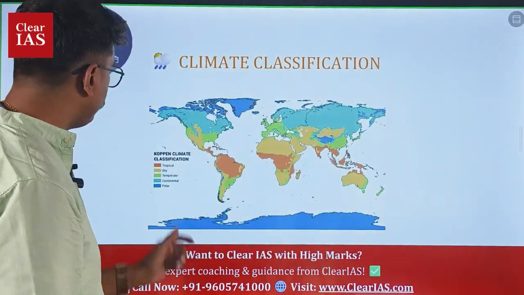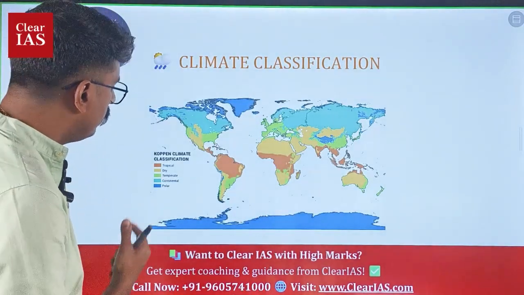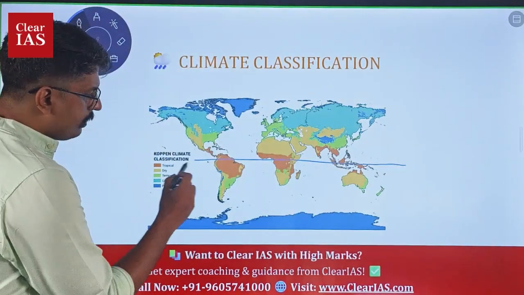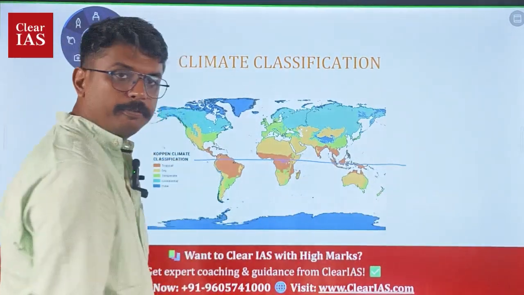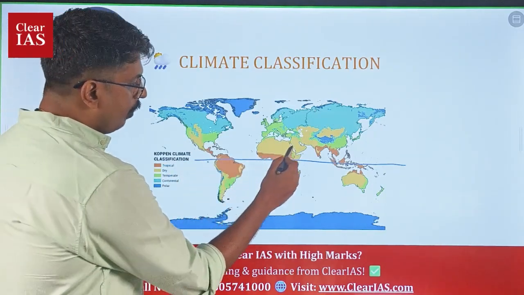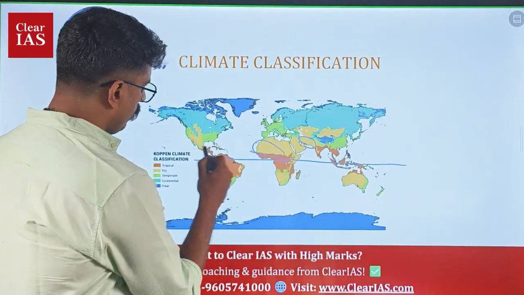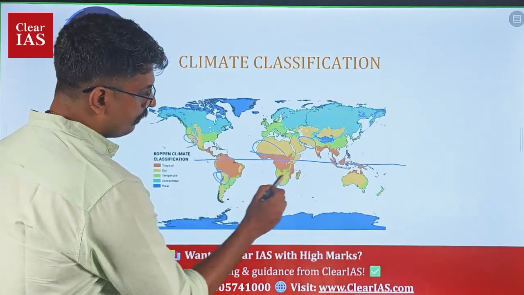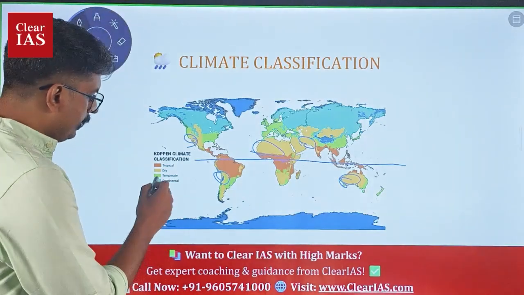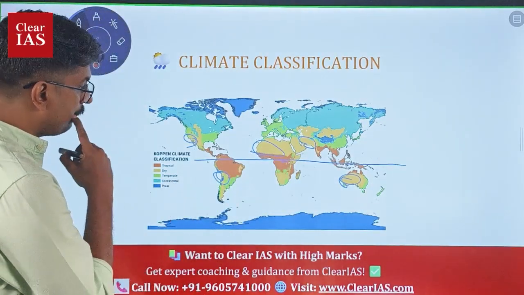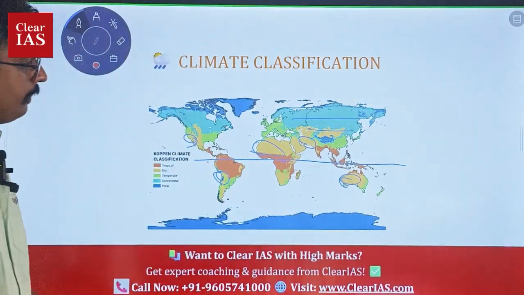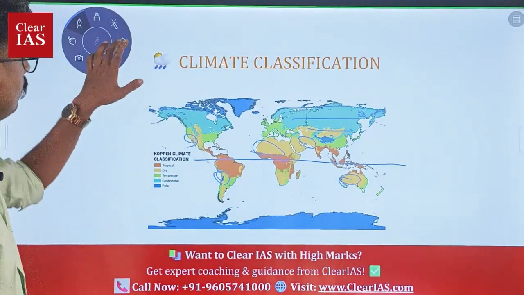So this is how the climate regions were classified. See, the equatorial belt would pass somewhere like this. This area is tropical type of climate. Then you have dry deserts on the western coast of continents. Then subtropical, then temperate, and then polar type of climate. So they have classified the world.